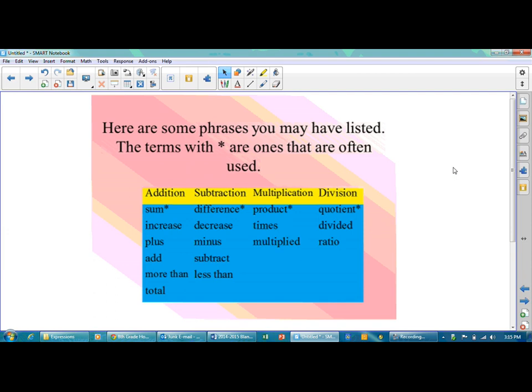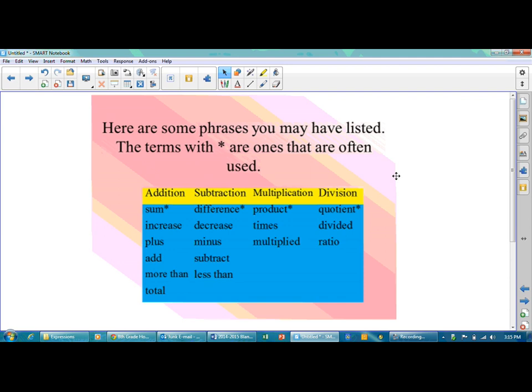Okay, this lesson's on translating expressions. This one should be nice and simple. You've been doing this for a few years. Okay, on this screen you'll see a bunch of keywords. Now, these are not the only words that can be used, but they're some of the most common.